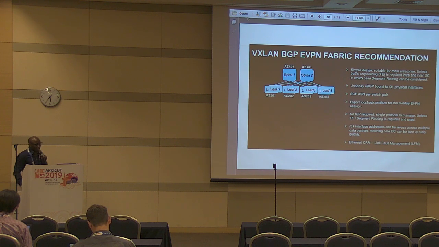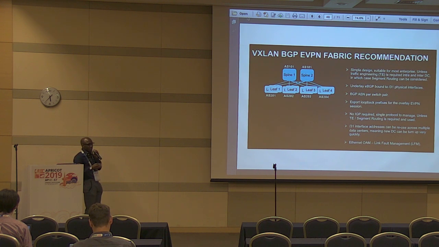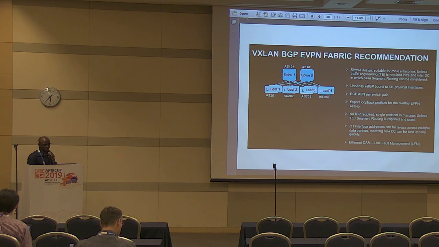Okay, some recommendations. These are my personal recommendations when it comes to implementing BGP EVPN within the fabric. If traffic engineering is not required, as is the case for most enterprise customers, I will go with eBGP in the underlay and eBGP in the overlay. So meaning it's a single protocol everywhere. I know you're familiar with it. You know how to troubleshoot it.